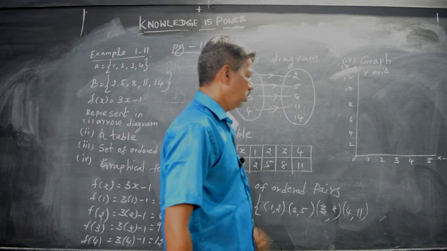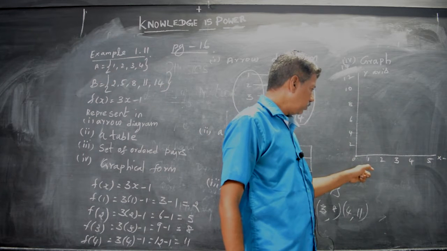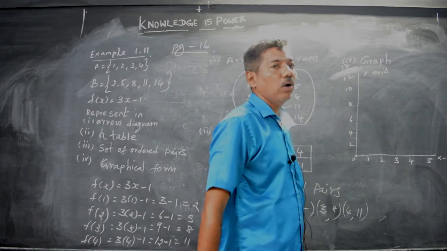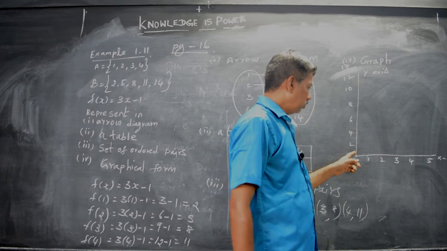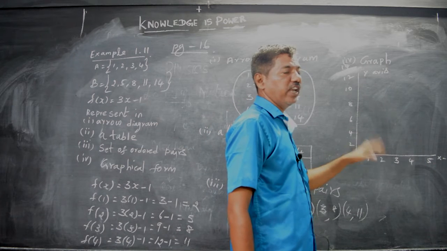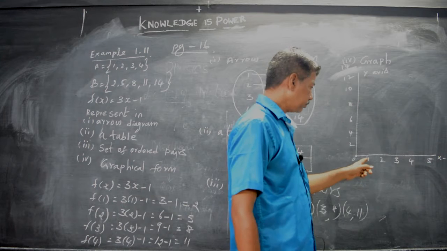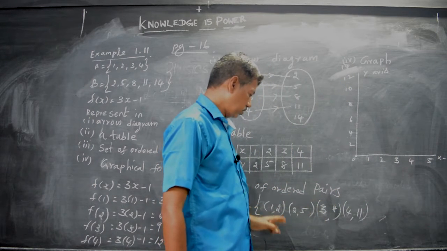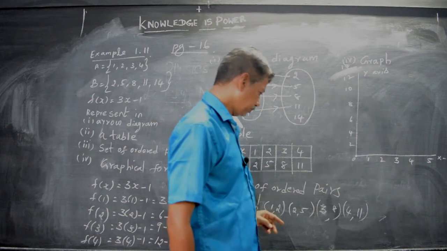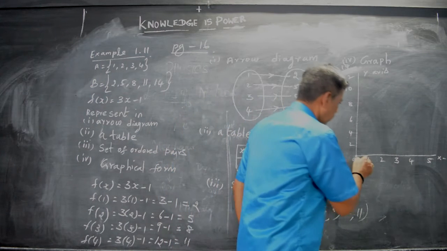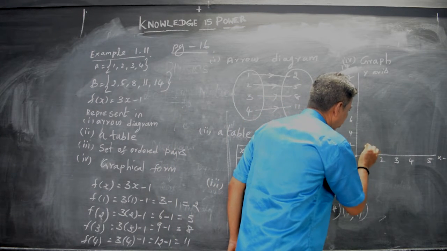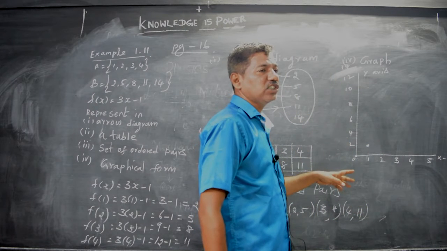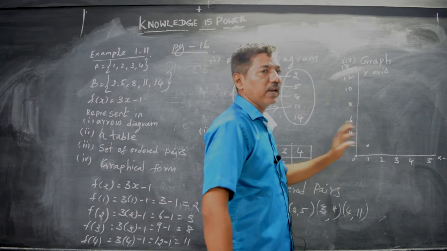1, 2. X is 1, Y is 2. Be careful. This will be X. This will be Y. If you misunderstand or swap X and Y, it will be wrong. First look out: the first coordinate will be X, the second coordinate will be Y. So 1, 2. Mark a point here. It is not a graph sheet. It is a manual white sheet. Just approximately we can mark it.